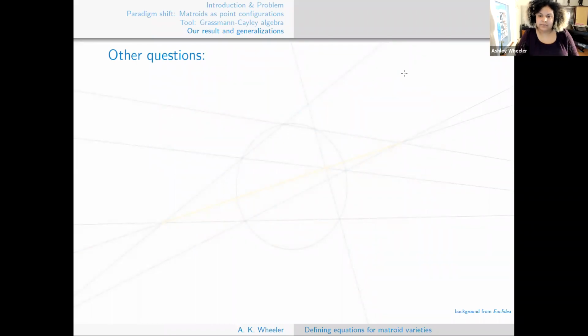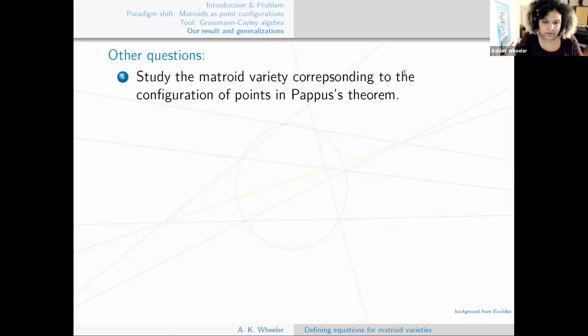So finally, I want to talk about some other questions that we want to answer. The first one is we just want to study more matroid varieties that arise from point configurations in classical projective geometry. I mentioned Pappus's theorem. It's a special case of Pascal's theorem, but the configuration has a lot more collinearities in it. And the equations look like pencils of lines, like in the pencil example. And so a bunch of equations that look like the one from Nick Ford's example pop out.